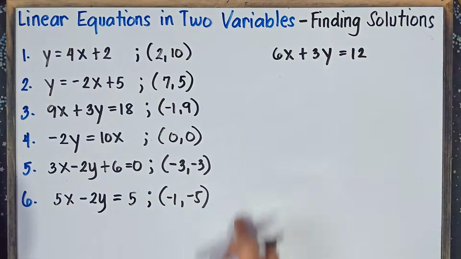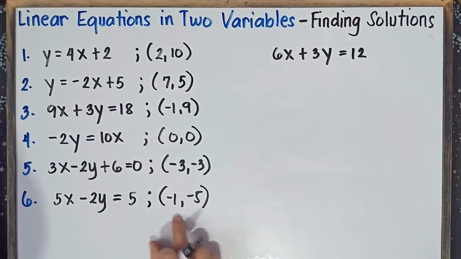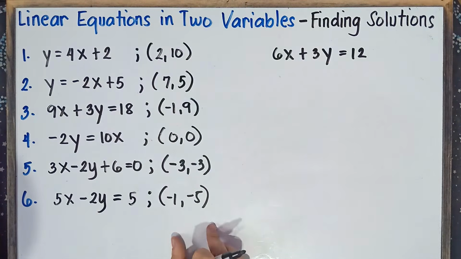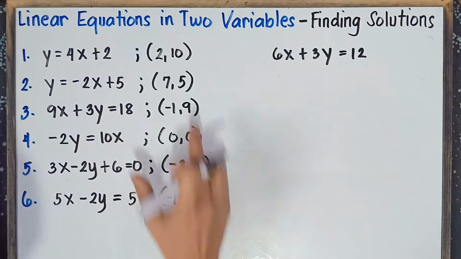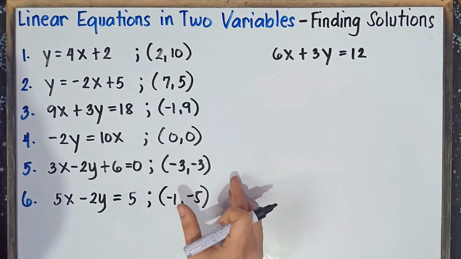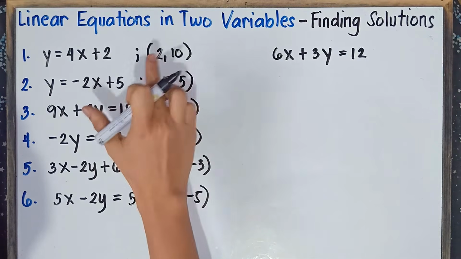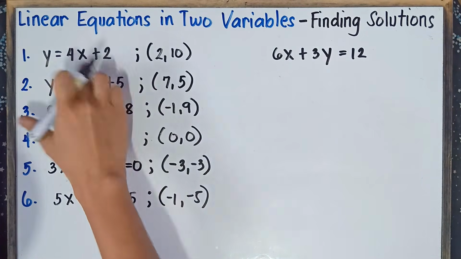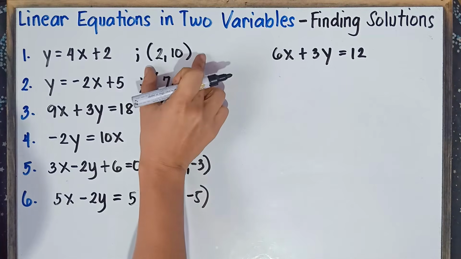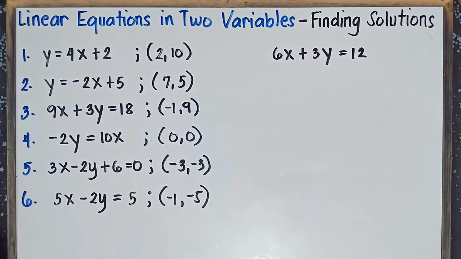Now if you are given an example like this, you are given an ordered pair, and then the teacher will ask you if the ordered pair is a solution in this given equation. To determine if this ordered pair is a solution, simply substitute the value of x and the value of y in this given equation. Now if the left expression is equal to the right, therefore, class, the ordered pair is a solution. Let me just explain that one, class.